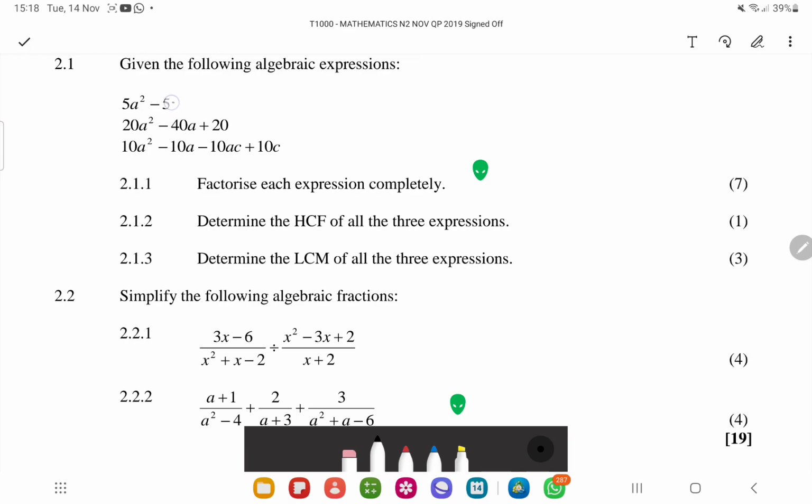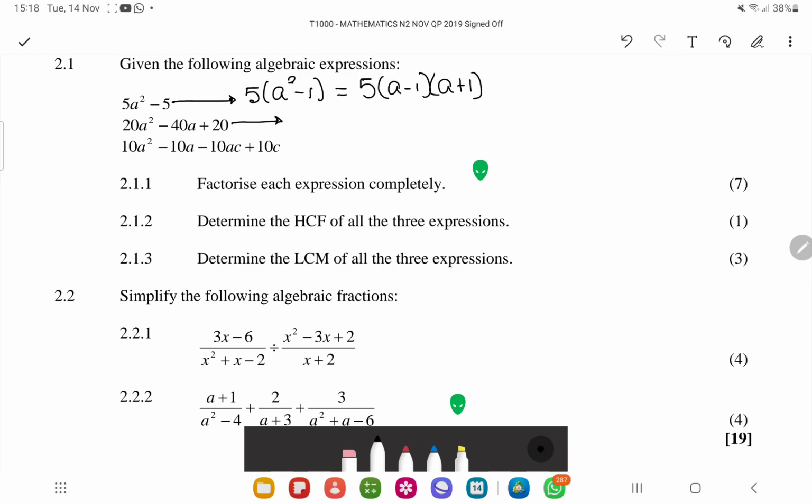For the first one, what we're going to do is take the common factor of 5. So that will be 5, then a squared minus 1, which means the final answer will be 5. Then we have the difference of two squares: a minus 1, then a plus 1. Then we stop there.